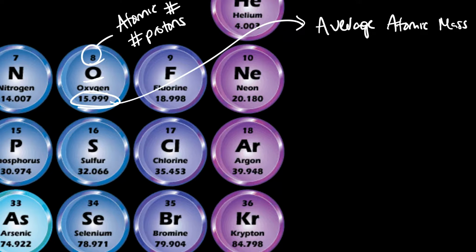Now, what does that mean? Well, the average atomic mass is basically the average of the masses of all the isotopes multiplied by each one's relative abundance. Each atom has a particular mass number, and when we talked about isotopes, they are basically different flavors of the same atom.